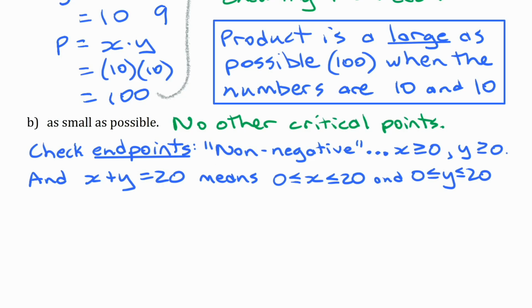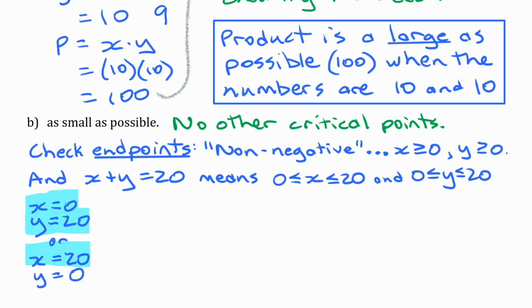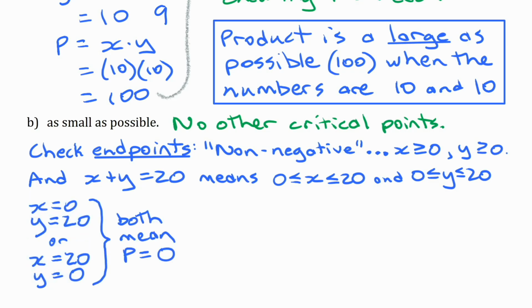And so what that means, our endpoints are going to be, one endpoint is going to be our left endpoint for our function here, if x is 0. And then the other point is if x is at its maximum, it's 20. So if x is 0, y is 20. If x is 20, y is 0. And both of those situations mean that the product is going to be 0. If one of the numbers is 0, of course, the product's 0. So that's going to be our minimum in our situation, at the endpoints.